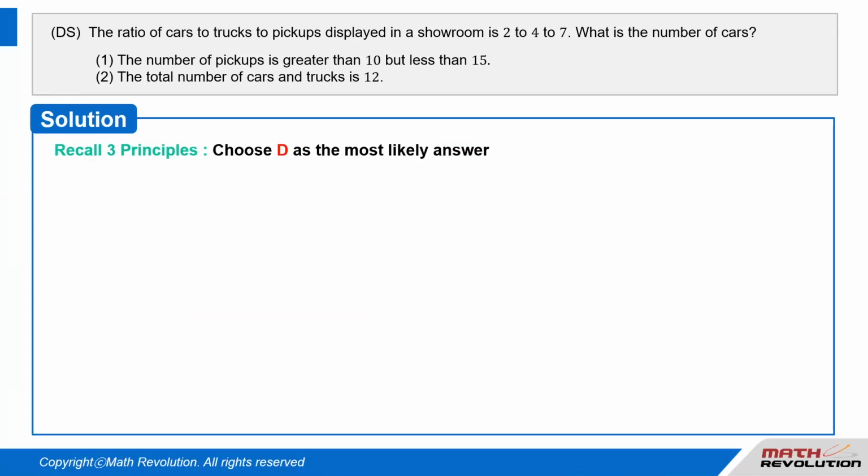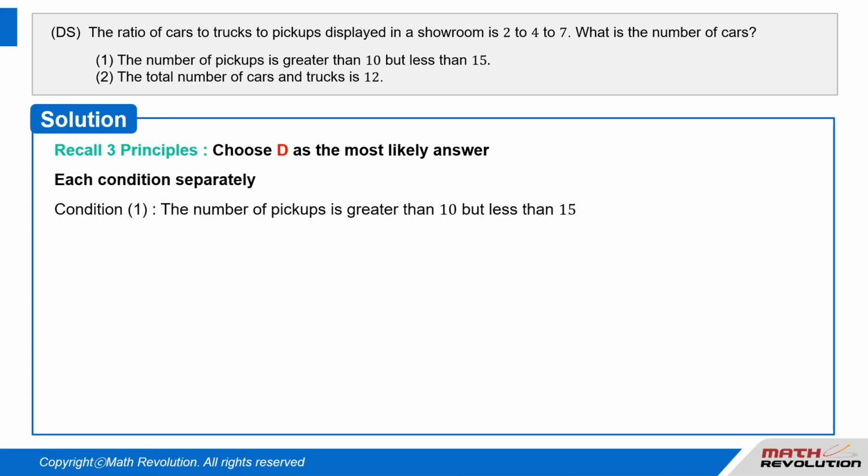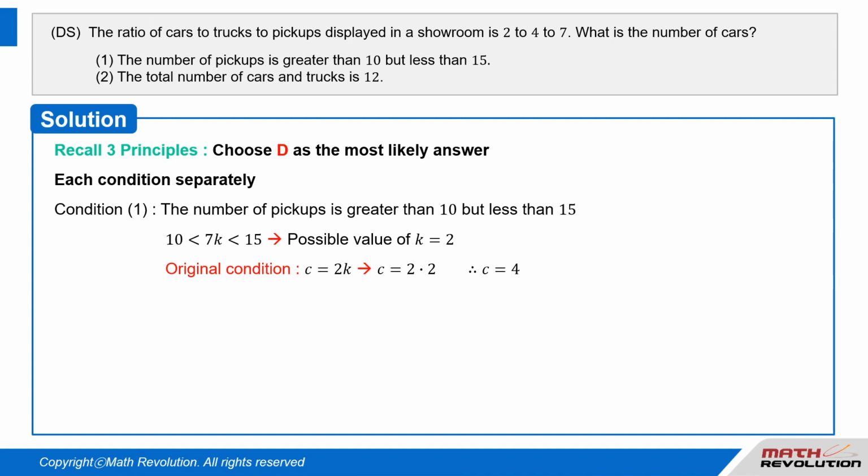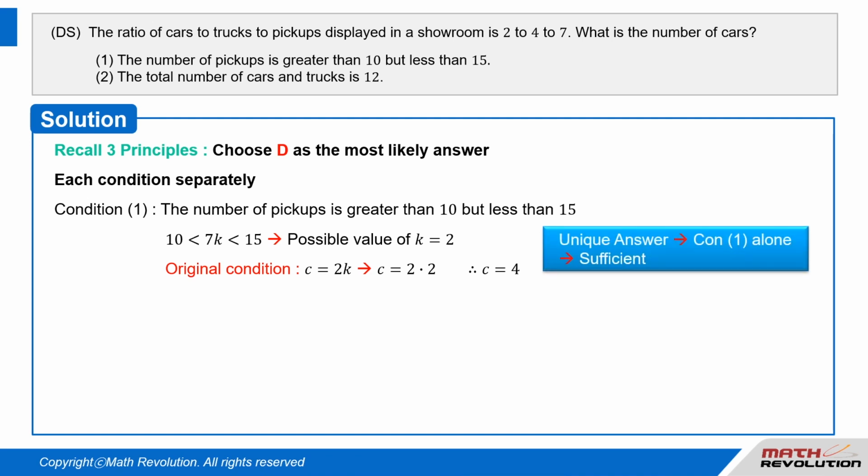Recall 3 principles and choose D as the most likely answer. Let's take a look at each condition. Condition 1 tells us that the number of pickups is greater than 10 but less than 15. Then we get 10 is less than 7 times K, which is less than 15, and the only possible value of K is 2. So the number of cars equals 2 times K equals 2 times 2, which equals 4. Since it is a unique answer, this condition is sufficient.